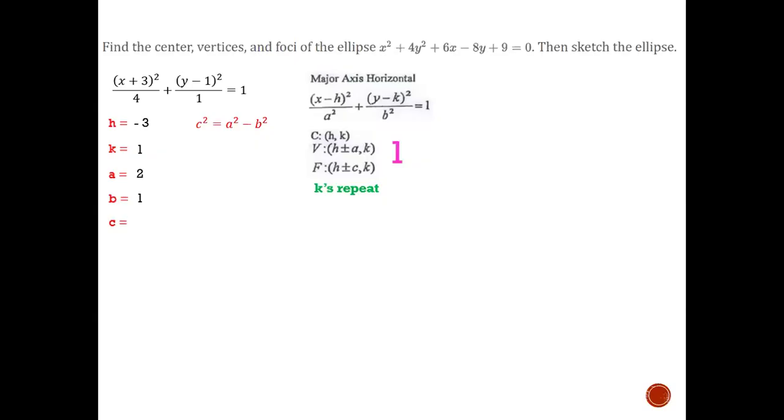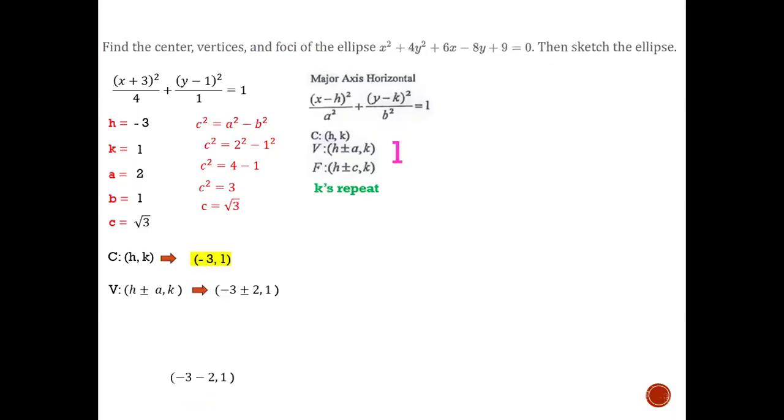Be careful on this formula when finding the ellipse. The ellipse has a minus between the a squared and b squared. Let me plug in what I have to be able to get my c value. Take the square root, and c is equal to square root of 3. So now I'm able to answer everything that they asked me.